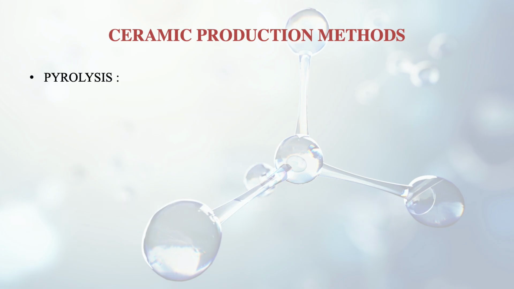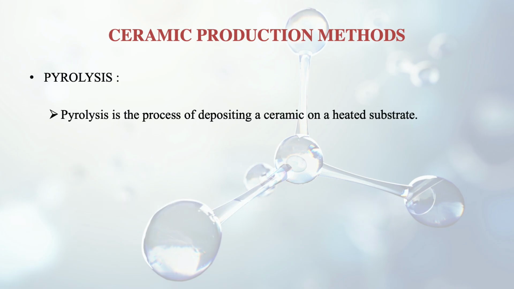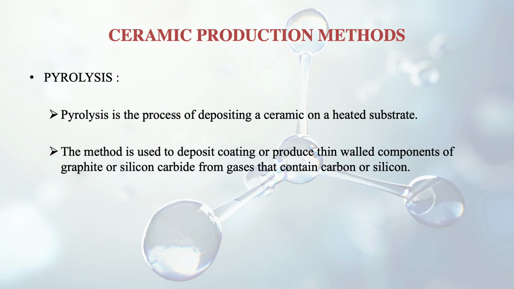Further, we have the process of pyrolysis also. Pyrolysis is the process of depositing a ceramic on a heated substrate. Like we have heard about pyrometer and all, which are related to temperature. So here also a heated thing is there. The method is used to deposit coating or produce thin walled components of graphite or silicon carbide from gases that contain carbon or silicon.